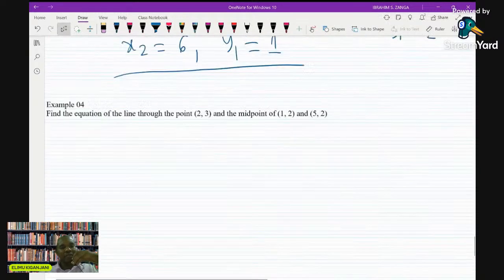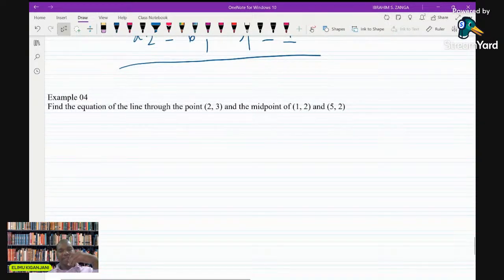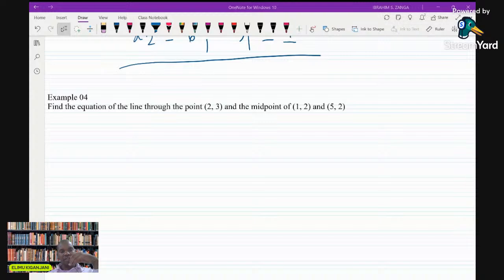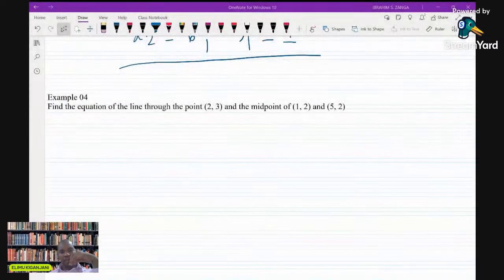The last example for this session, we are going to see now how the last part actually will look like. So with the last example, as we can see, find the equation of the line through point 2, comma 3, and the midpoint again of 1, comma 2, and 5, comma 2.